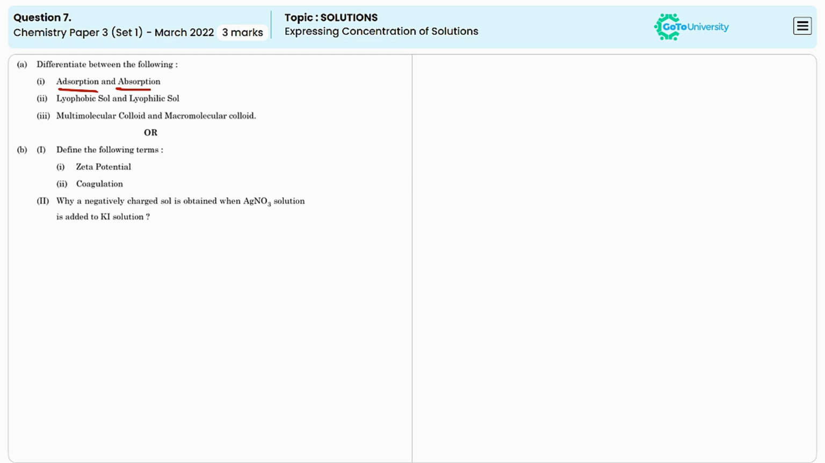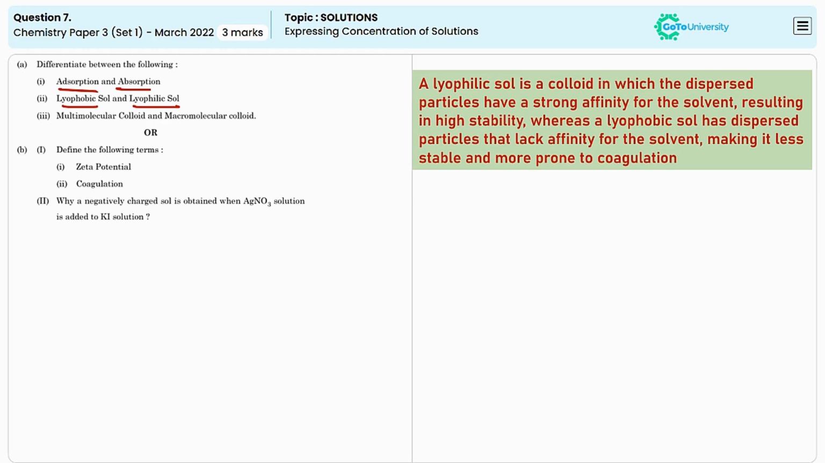And the second one is to differentiate between lyophobic and lyophilic sols. Both these terms are used to describe the affinity of colloidal particles for the dispersion medium. In the case of lyophilic sols, the dispersed particles have a strong affinity for the dispersion medium, and these colloids are typically more stable because the strong interaction between the particles and the medium prevents aggregation.